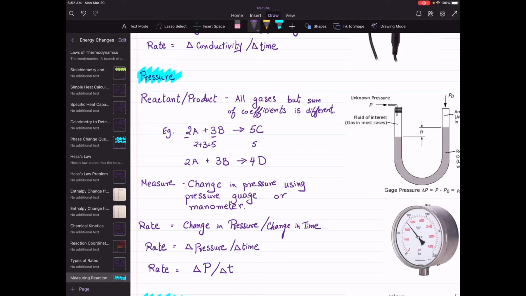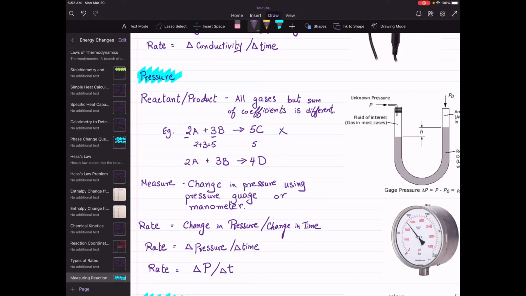Right? So if you have carbon dioxide plus oxygen plus nitrogen, or if you have all carbon dioxide, it does not matter. If you have the same number of particles combined, then the pressure is going to be the same, right? And so therefore 2 plus 3 is 5 on the left hand side. We have 5 particles on the left hand side and we have 5 particles on the right hand side. The pressure is not going to change, so pressure is not going to be a good technique for determining the rate of reaction for this reaction. So not for this one.